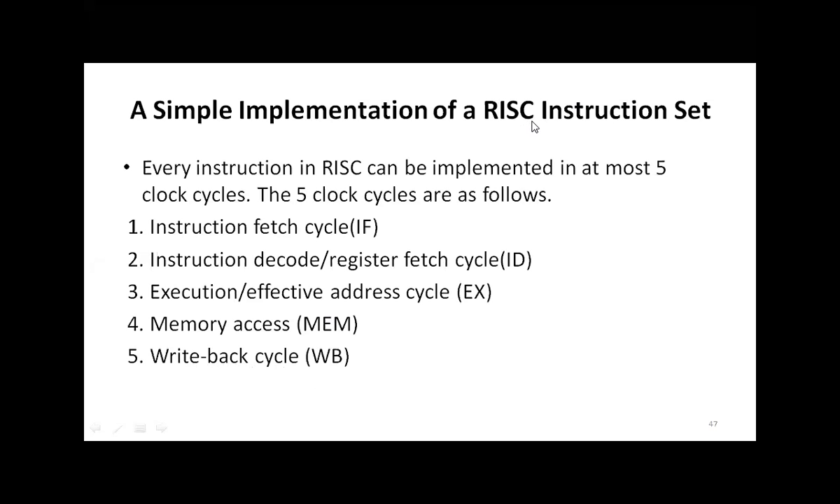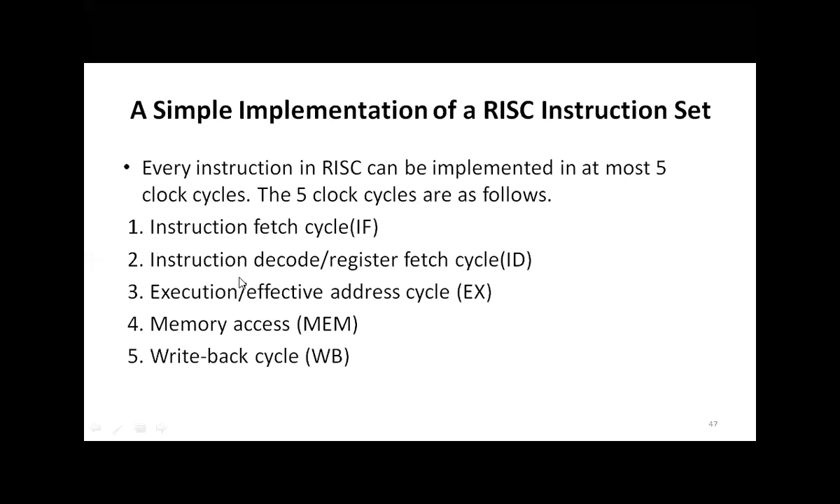These are the stages of instruction execution. Five stages are used, and each stage takes one clock cycle. Remember this. This takes one clock cycle, this takes one clock cycle, this takes one clock cycle, this takes one clock cycle, and this also takes one clock cycle. Is that clear?